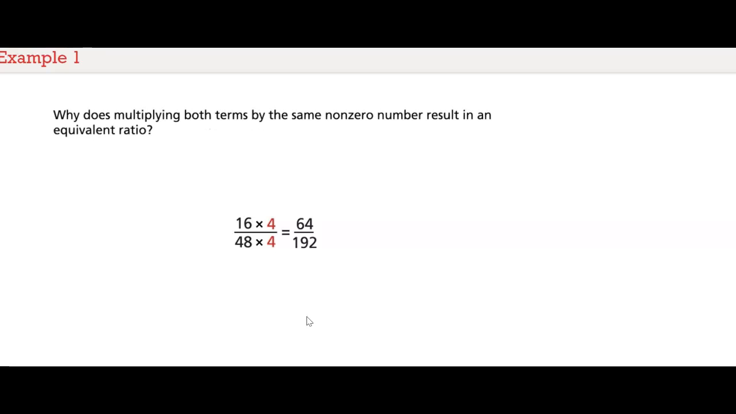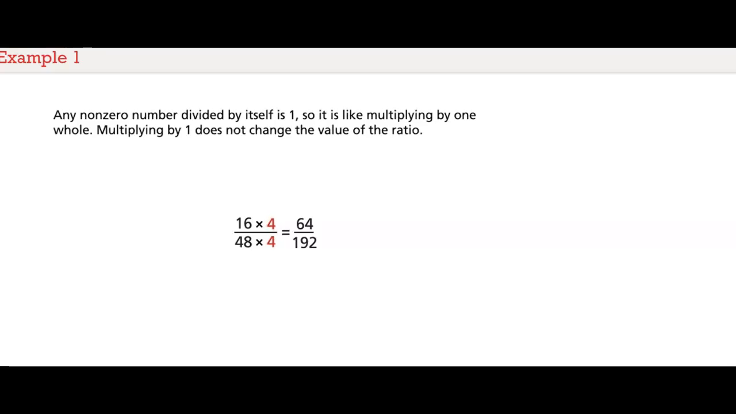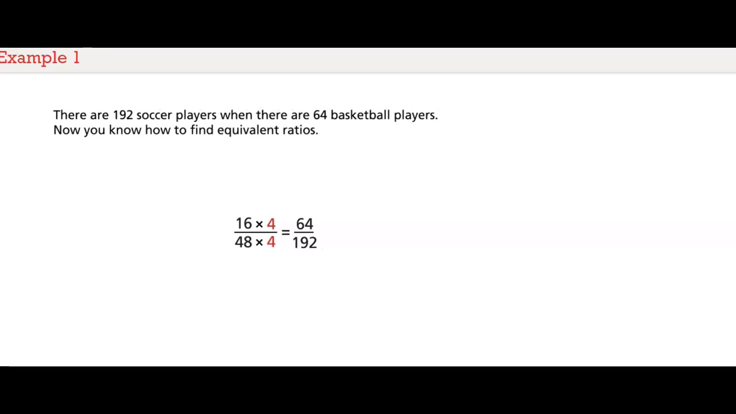Why does multiplying both terms by the same non-zero number result in an equivalent ratio? Any non-zero number divided by itself is 1, so it is like multiplying by one whole. Multiplying by 1 does not change the value of the ratio. There are 192 soccer players when there are 64 basketball players. Now you know how to find equivalent ratios.